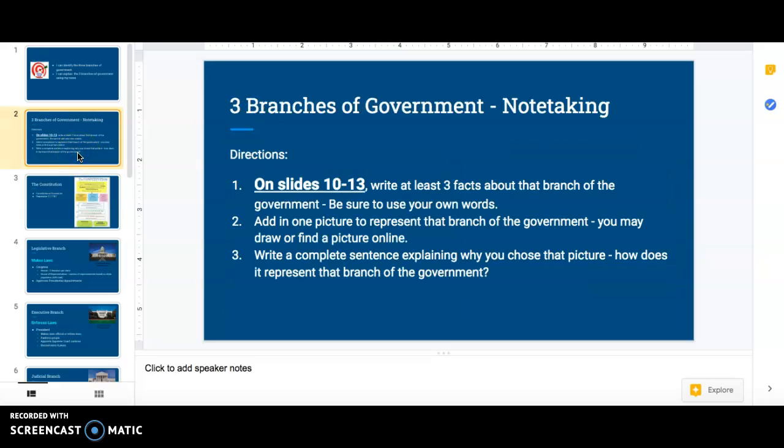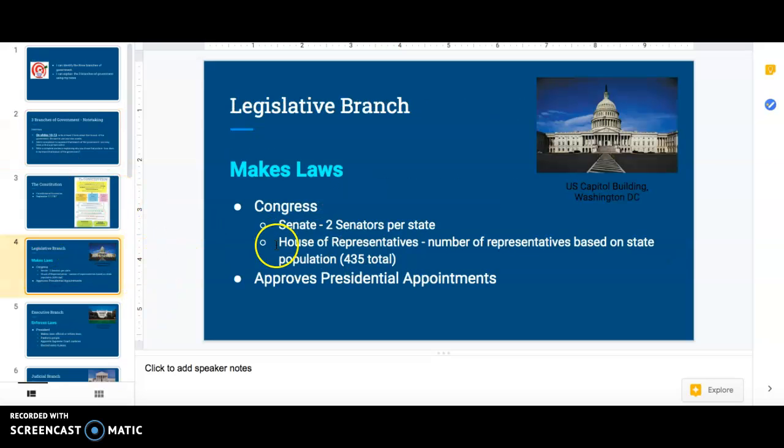Okay, back to the directions. Number 2, add in one picture to represent that branch of government. You may draw a picture, or you can find a picture online to plug in there. For example, in the legislative branch slide, I have a picture of the U.S. Capitol building. This picture relates to the legislative branch because this is where their legislature meets to make the laws we have to follow in the United States.